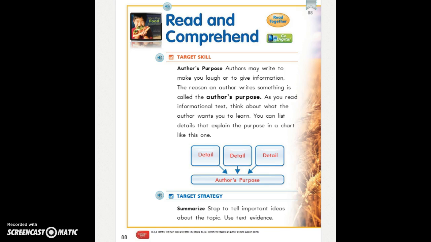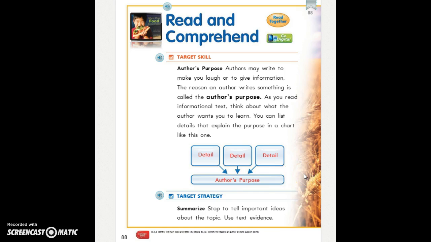Authors may write to make you laugh or to give information. The reason an author writes something is called the author's purpose. As you read informational text, think about what the author wants you to learn. You can list details that explain the purpose in a chart like this one right here.